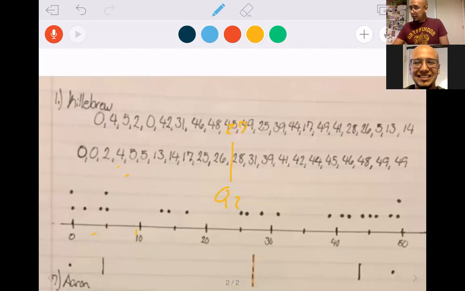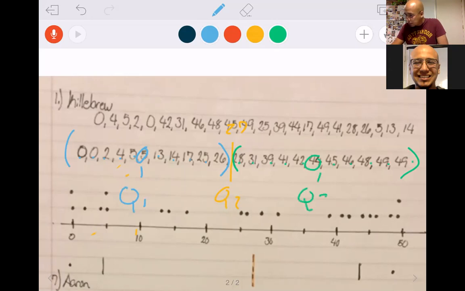Now let us find the lower median, which is going to be our Q1. Now in this case, I am counting the 26 because the 26 is in the lower half. All right. And I'm going to count this 28 because it is in the upper half, for the Q3. But for Q1, there's 11 points, 1, 2, 3, 4, 5, I believe it's going to be this one, 1, 2, 3, 4, yes. So my Q1 is going to be 5, and my Q3 is going to be 44, so that's my Q3.